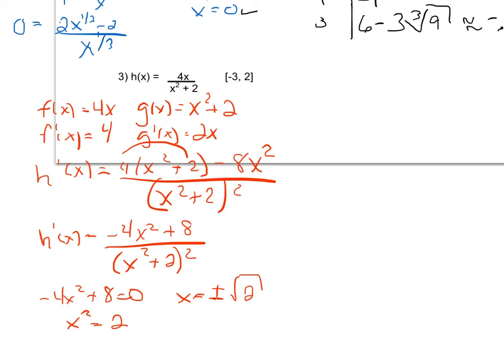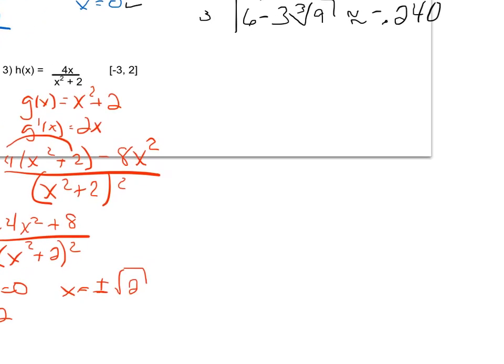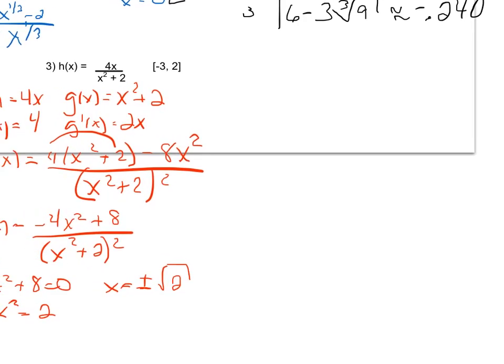And then I ask myself, when is my denominator undefined? Well, this is never going to be 0 because I'm not going to be able to square anything to get negative 2, which is what I would need to add to the 2 to be 0. So I'm going to go ahead and set up my table so I can check my endpoints and my critical numbers.